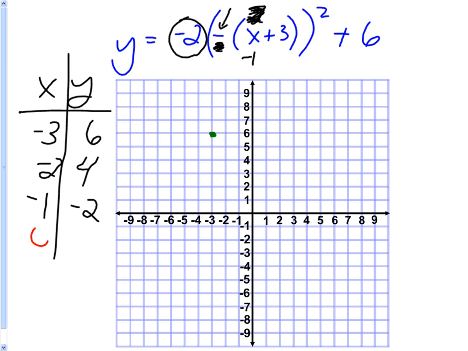So just listen to me close as I go through the next one. I'm going to put in 0. Okay? So now I'm going to put in a 0 here. 0 plus 3 is? The opposite of 3 is negative 3. Negative 3 squared is? 9. 9 times negative 2, negative 18 plus 6, negative 12. Now, do you notice that my numbers are starting to get kind of big? Like when I graph that, that might go off the page.